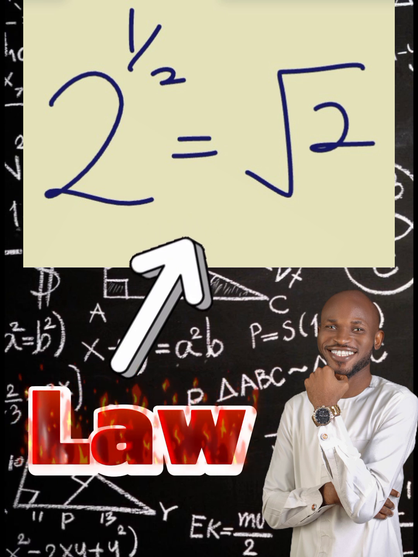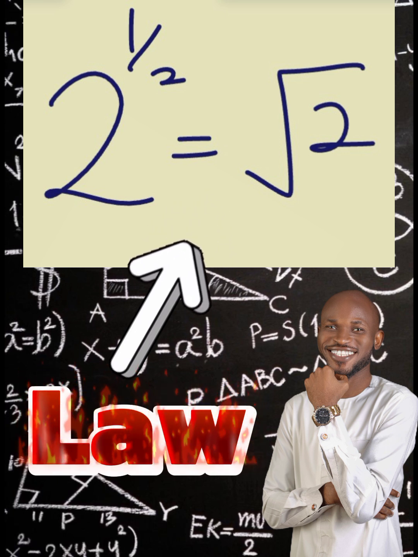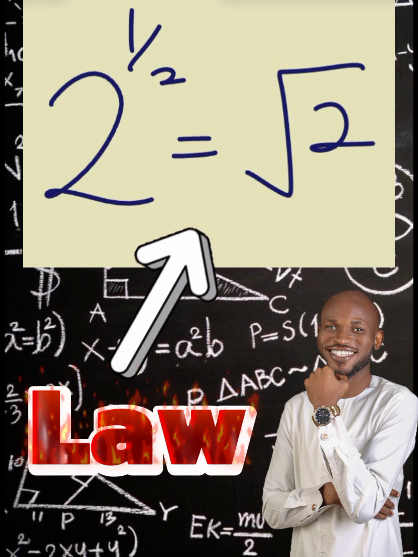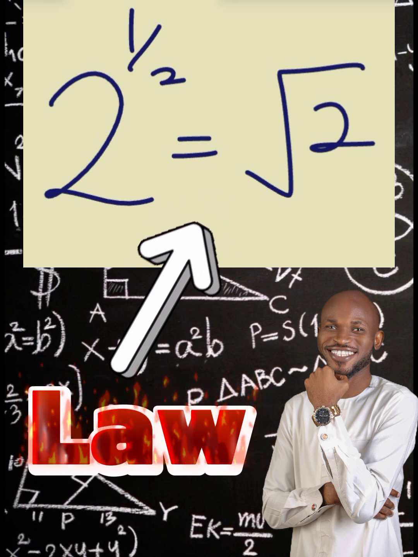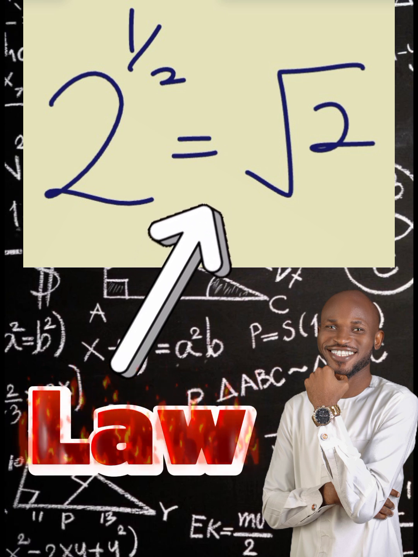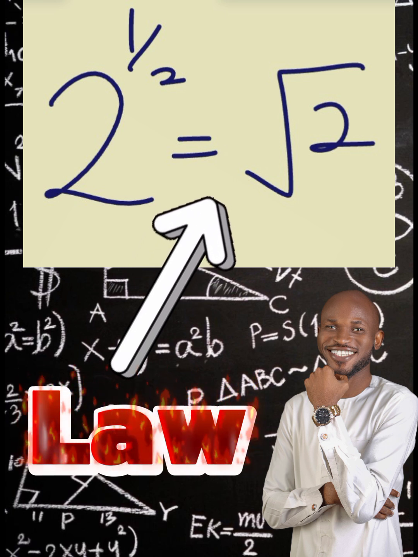If 2 raised to the power of 1 over 2 times 2 raised to the power of 1 over 2 is 2, and then the root of 2 times the root of 2 is 2, then 2 raised to the power of 1 over 2 is equivalent to the root of 2. Simple!